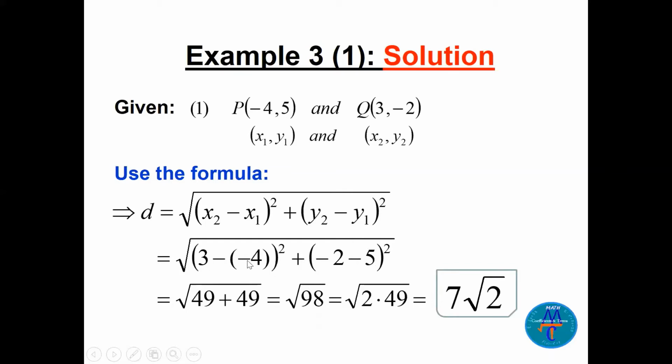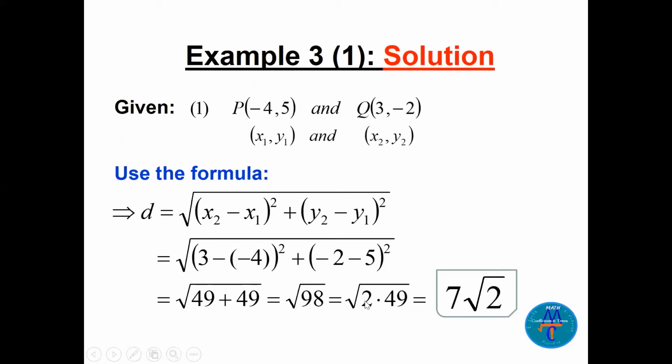Now, 3 minus minus 4 becomes plus 4, correct? 3 plus 4, that's 7 squared, 49. Minus 2 minus 5 is minus 7. When you square it, 49. Now you have to add inside here. You cannot say square root of 49, square root of 49. That's a big mistake. You add: 98.